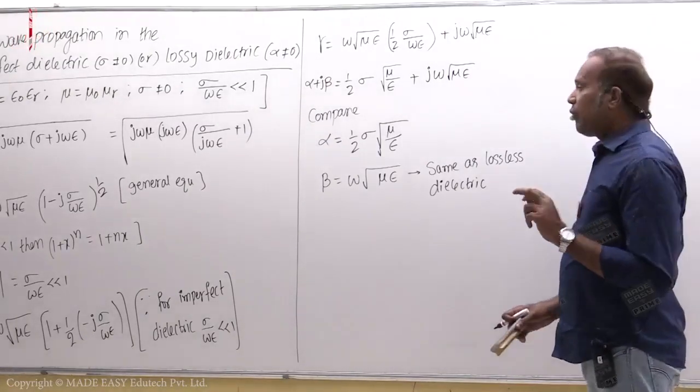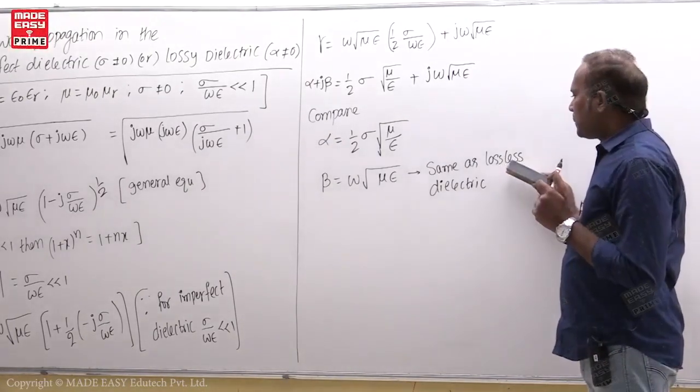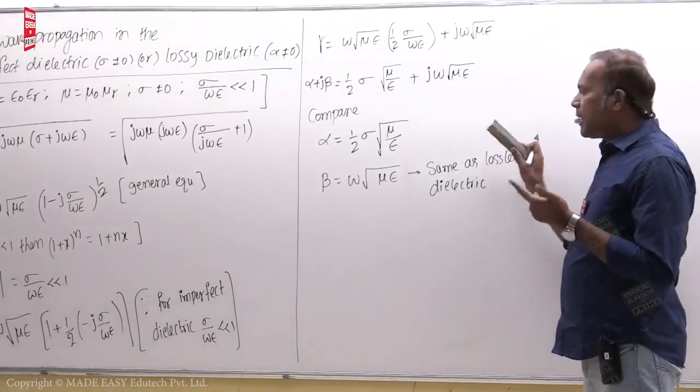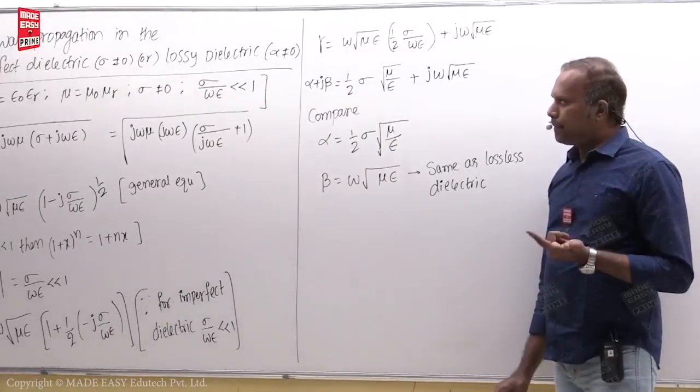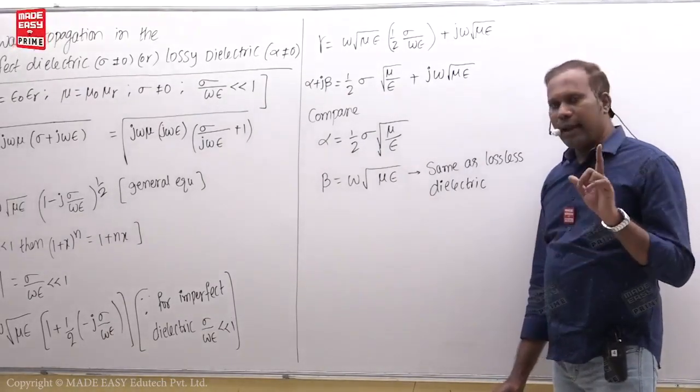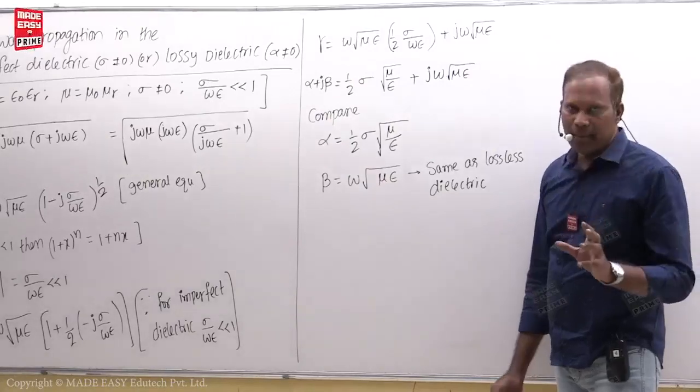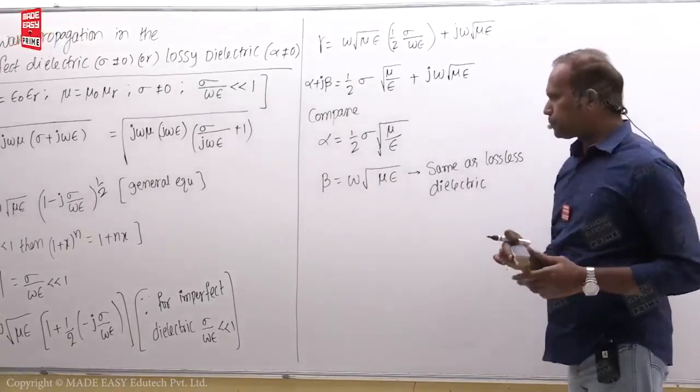That beta is same for lossless dielectric as well as lossy dielectric. That means in lossless dielectric and in lossy dielectric, in both the cases, velocity equation and wavelength equation are same. I am going to write that here.